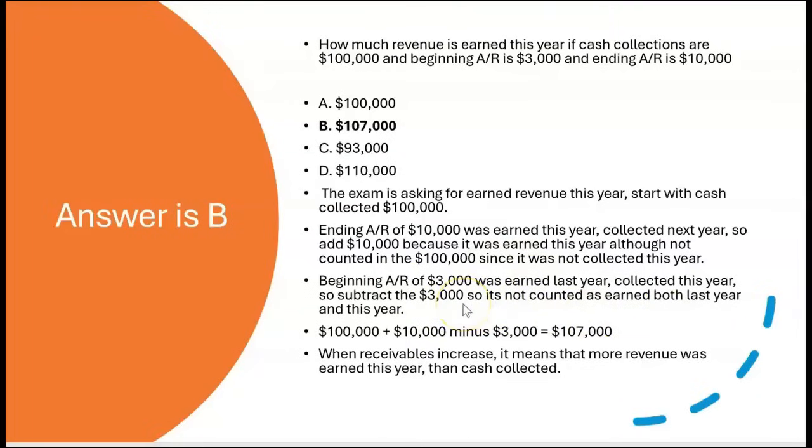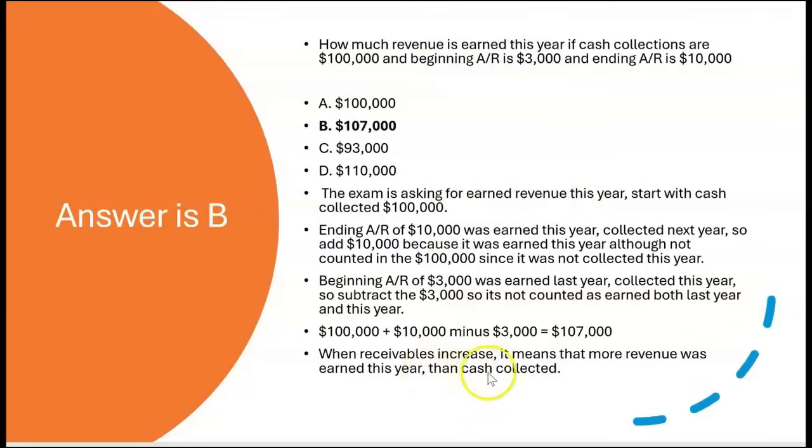So the $3,000 is last year's earnings subtracted from the $100,000 because it's already included in the 100, and if you don't subtract it, you're going to be double counting it. So the earned revenue is $100,000 collected plus the $10,000 ending receivable, which is this year's revenue, minus the $3,000 beginning receivable, which was last year's revenue, and that's $107,000. So the question asks for how much revenue is earned this year, and the answer is $107,000, letter B.